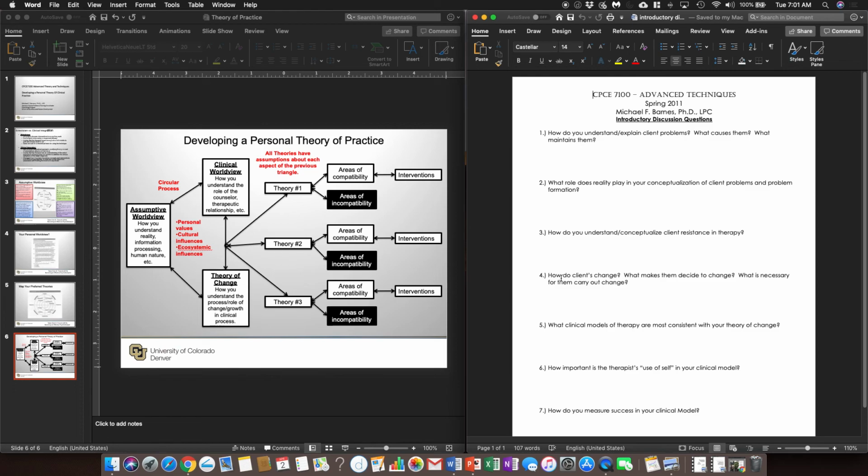Question number 4, how do clients change? What makes them decide to change? What's necessary for them to change? Students used to ask me all the time, what is your theory of change? And I would say that clients change when they realize that the problem that they're trying to solve isn't the problem that they have. And they would always scratch their head. And the idea that I think, again, if we really believe in a neuroscience perspective, is that how we are wired to see the world, the solutions that we identify are always consistent with how we see the world.